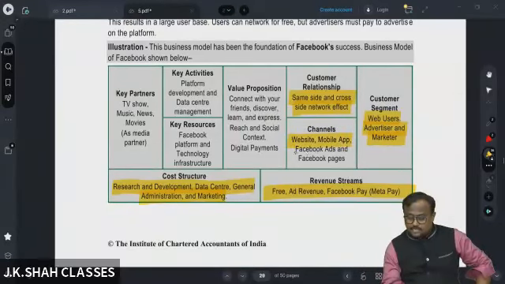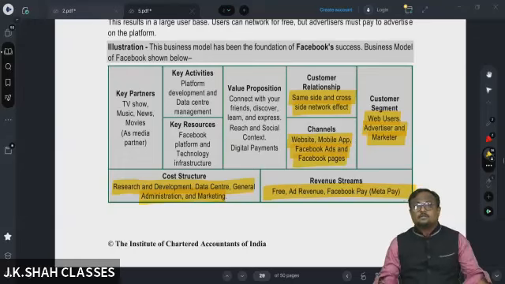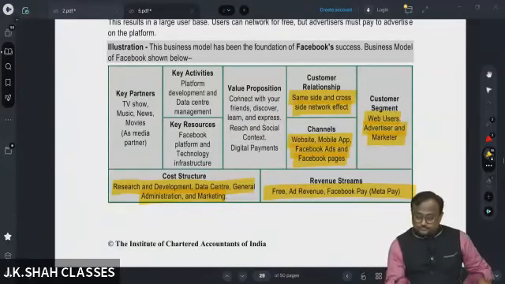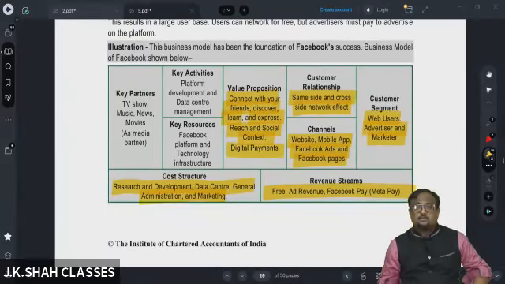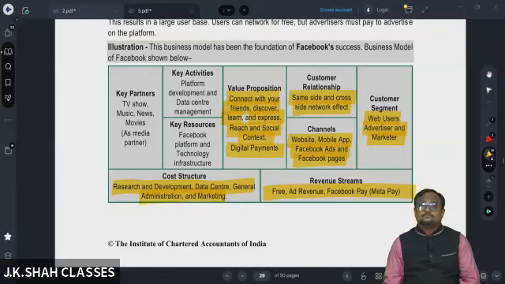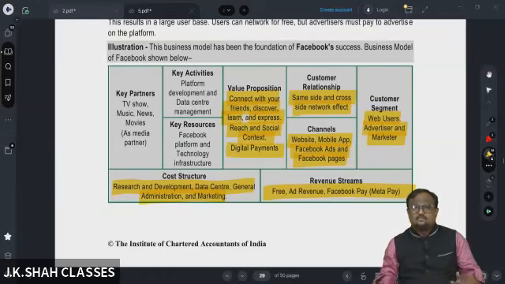Now, what are the channels? Website, mobile app, Facebook ads. Basically, they are focusing only on Facebook, but I'm giving you other examples also. So what is the use? Connect with your friends, discover, learn, express, reach, social content, digital payment. आ गया ना WhatsApp ultimately. WhatsApp payment आ गया. Zomato payment आ गया. So it is a disruption of the entire market.